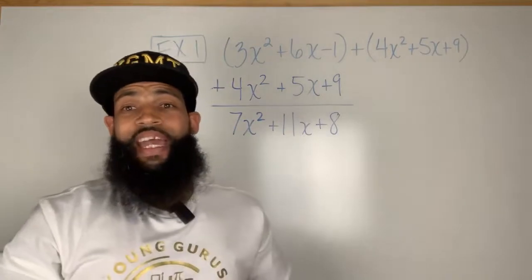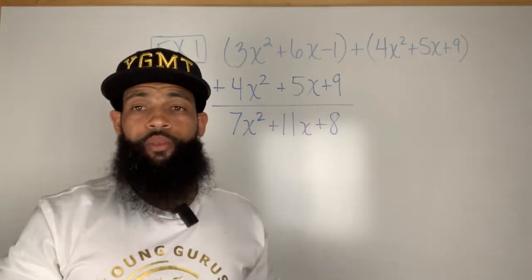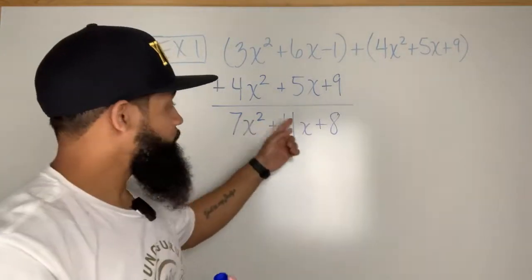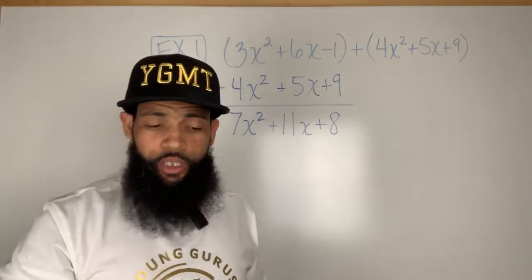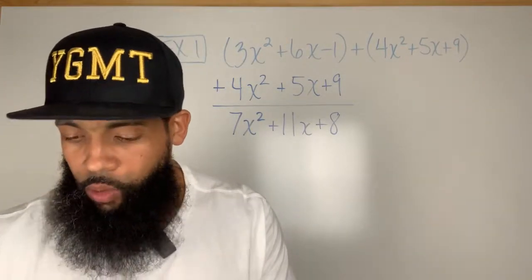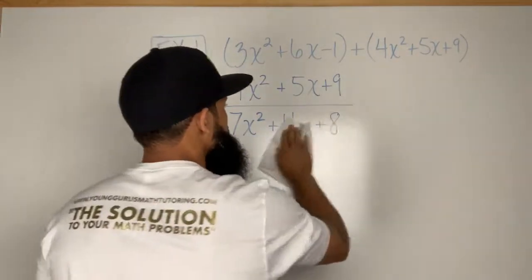Remember, whenever you're adding and subtracting like terms, the exponent stays the same. Okay, so that's our first example, and we are going to go right into the second example.